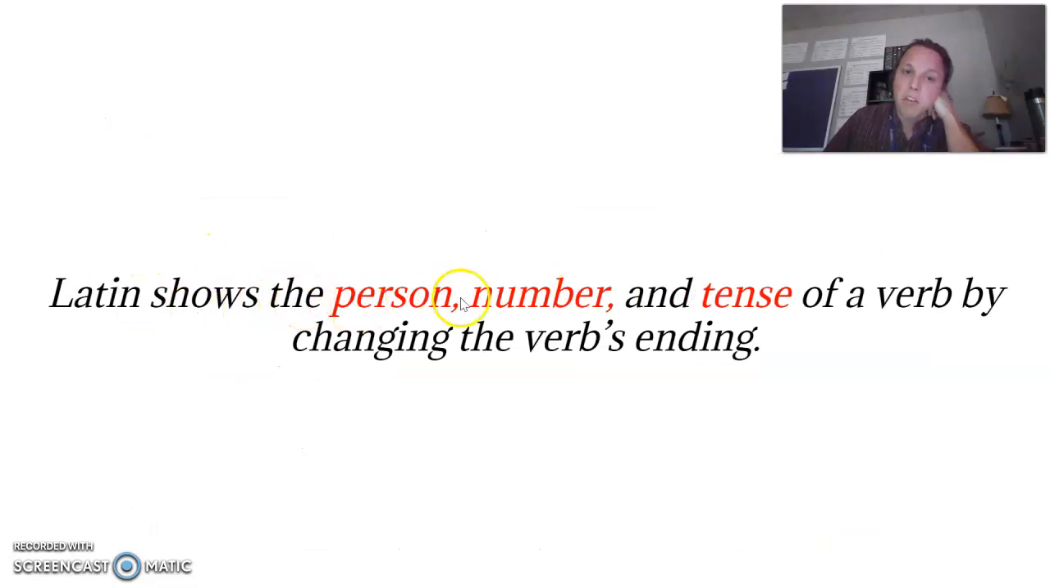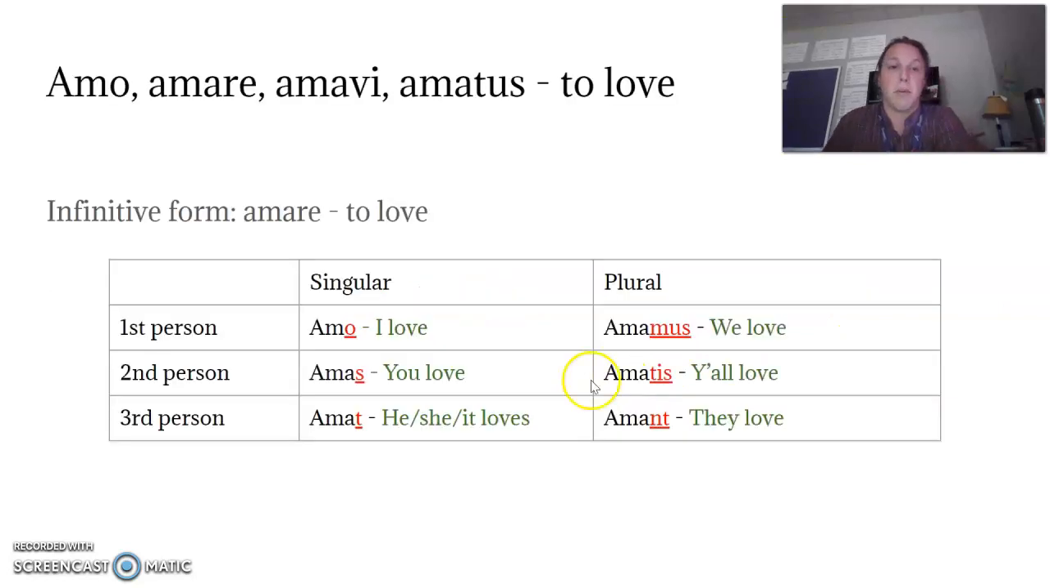Latin shows the person, number, and tense of a verb by changing its ending. So let's look at what that means. Let's look at this verb right here, amo, amare, which means to love. So first thing, this will be new for my Latin 2 or my Latin 1 students from last year. You are being given what is called the infinitive form. You'll see it here is the second part of the verb that we're going to talk about later.